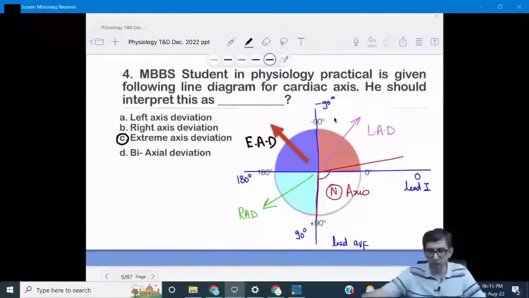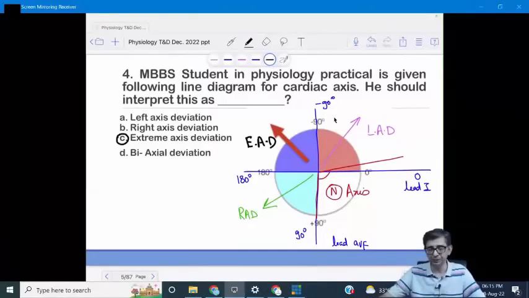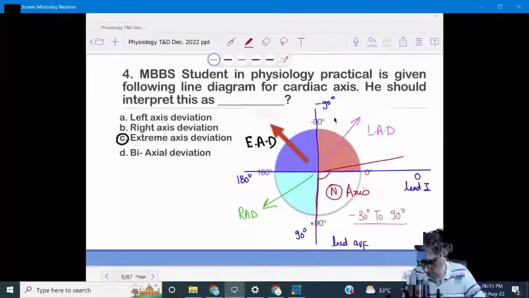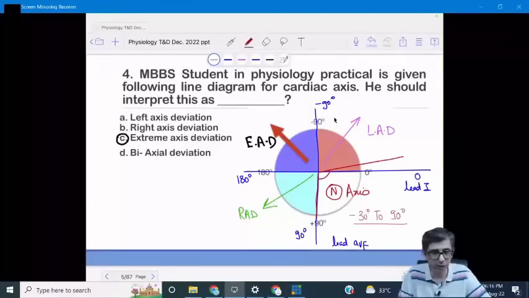Normal axis is minus 30. I'll just write down the value, minus 30 to 90 degrees. Though in some books it can be given as minus 30 to 100 degrees also, sometimes minus 30 to 110 also. वो थोड़ा बहुत degree से फर्क नहीं पड़ता. What matters is the orientation for the various axes that I have mentioned. Okay. The correct answer for question number 4 is option number C.